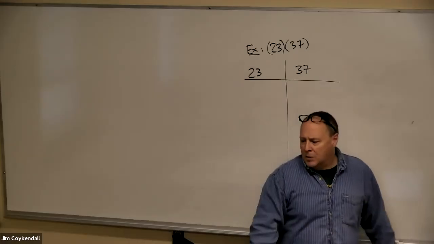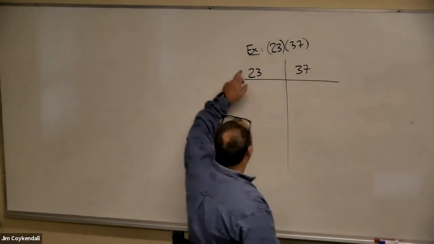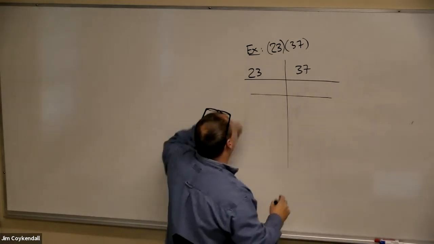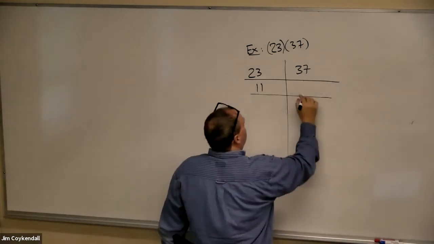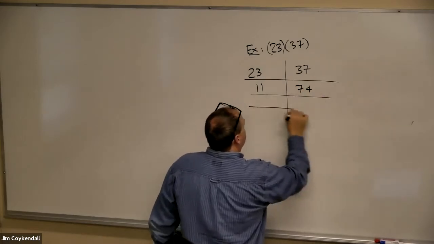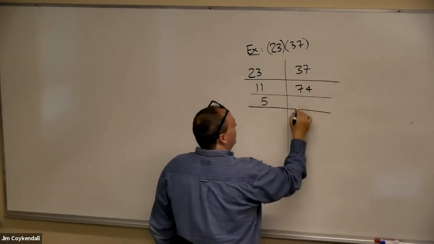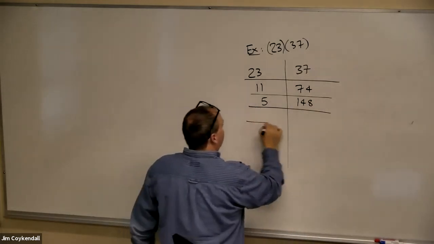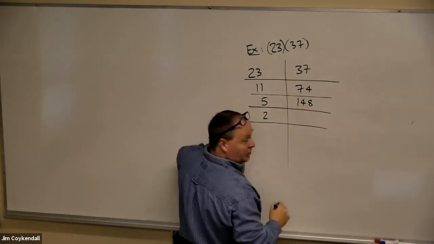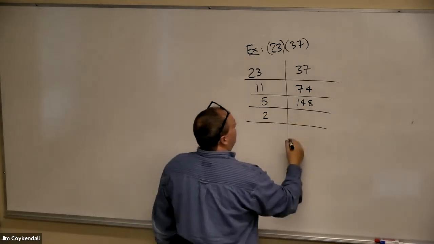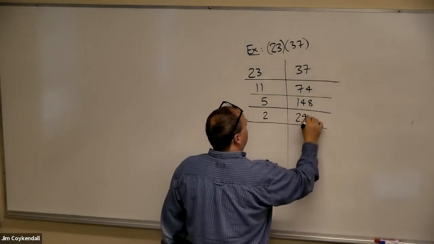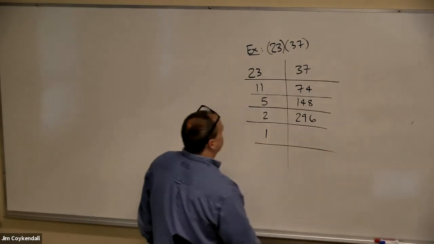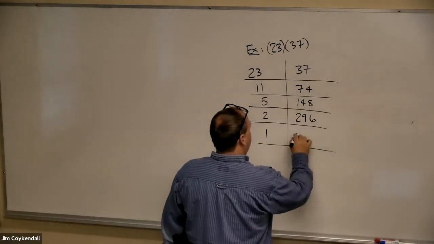So for example, let's look at 23 times 37. So we make new entries by halving and dropping remainders, right? So half of 23 is 11, and we double this. Half of 11 is 5, double this. Half of this is 2, so notice this will go down pretty fast. Then 1, double this, this is 296. Half of this is 1. And double this, and this is 592.